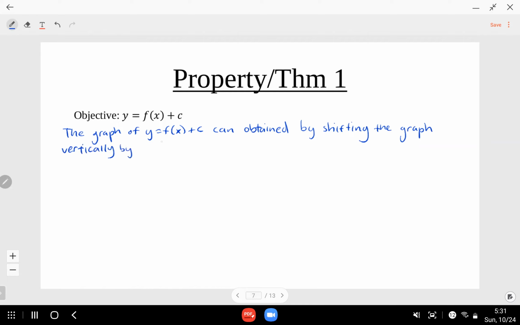We're going to shift it vertically by C, the absolute value of C units. Now, if C is greater than 0, then we shift up. And if C is less than 0, then shift down, right? All right, so that is our theorem, okay?